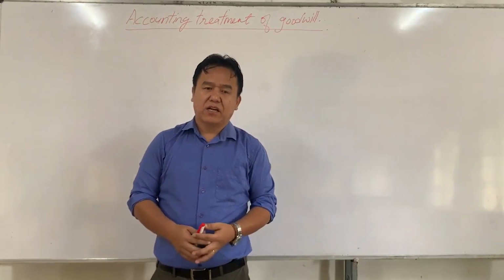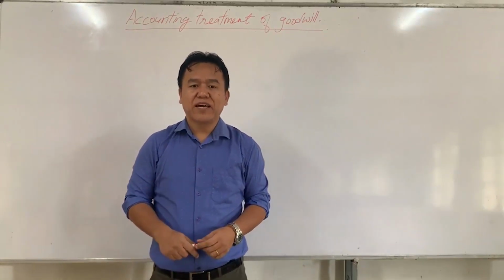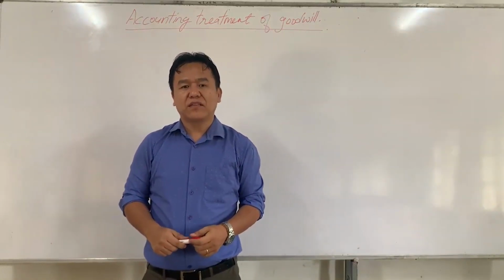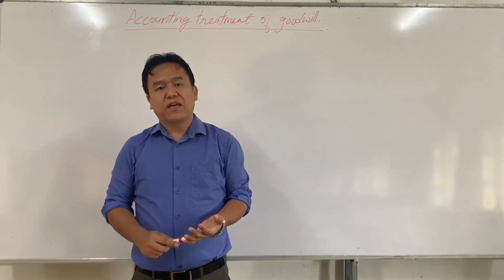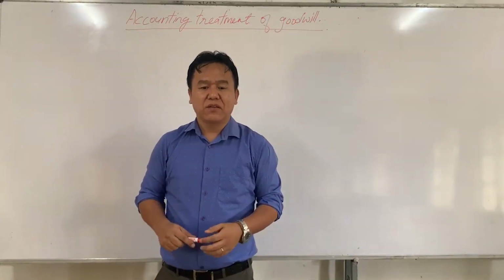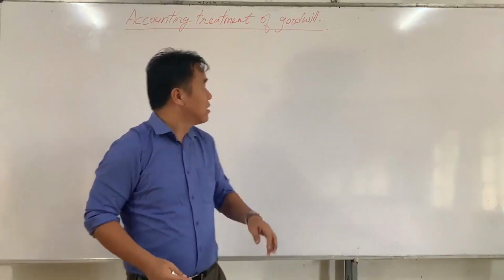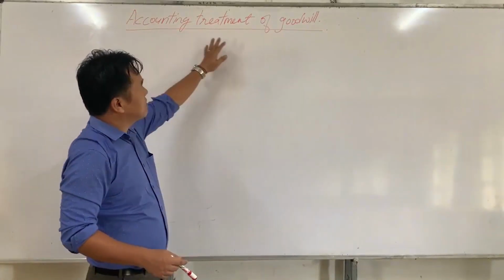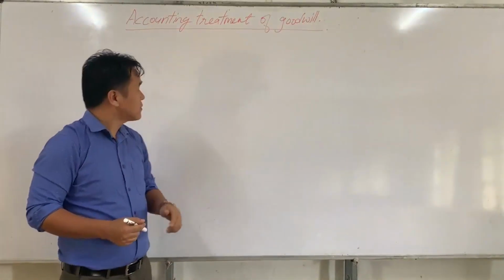So we are done with the methods of valuation of goodwill, that is average profit, super profit and capitalization method. Well, today we are going to discuss the accounting treatment of goodwill.